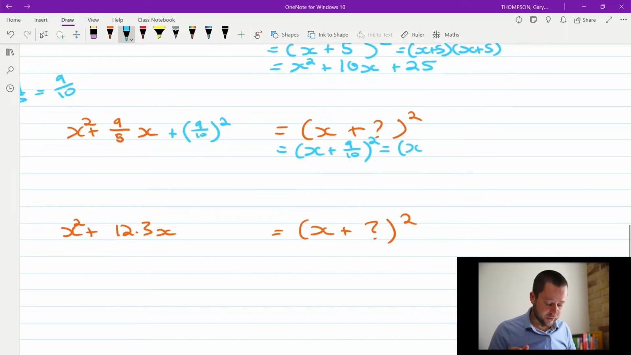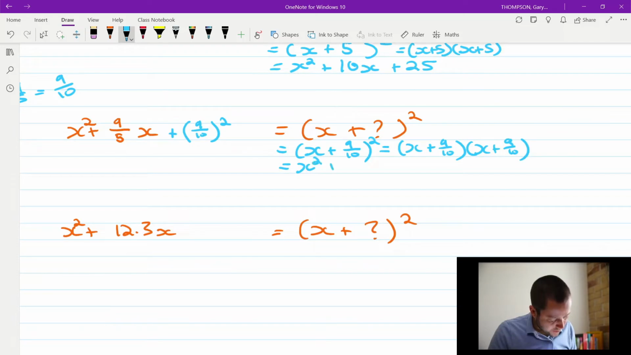To complete x squared plus 9 on 5x to make it a square, I need to add the term 9 on 10 all squared. So that's going to be x plus 9 on 10 times x plus another 9 on 10. That's going to be equal to x squared plus 9 on 10x plus another 9 on 10x, and then for the constant, if you did 81 on 100, that's fine as well. I'm just going to go 9 on 10 times 9 on 10, which is 9 on 10 all squared. I'm just going to be a little lazy there.